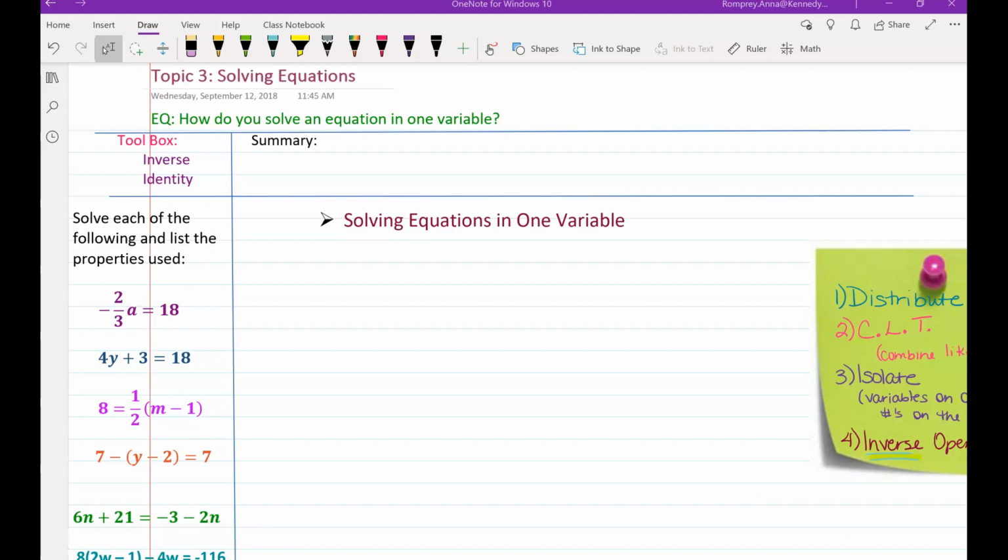Welcome back. We are going to continue working with solving equations because the better we are at solving equations, inequalities will be easy peasy. So go ahead and pause the video, get that outline done, and come back when you're ready.